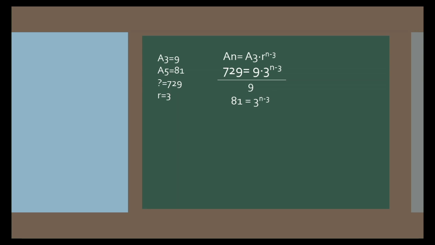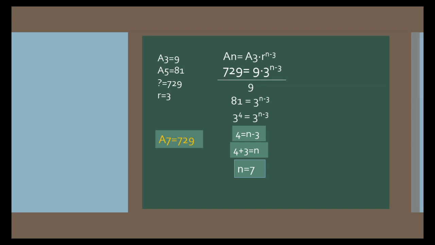So basically, dapat maging pareho ng base yung 81 and 3. So kailangan natin mag-isip ng exponent na pwede nating i-partner sa 3 na magre-result sa 81. At ito ay ang 3 raised to 4 is equal to 3 raised to n minus 3. So, kukunin natin ang ating mga exponents na 4 is equal to n minus 3. Itatranspose natin yung 3. Magiging 4 plus 3 is n. Ang n natin is 7. So, ang 729 ay pang 7th term.